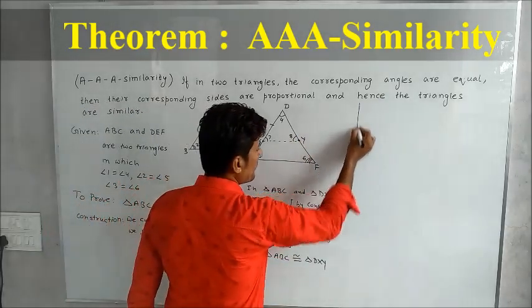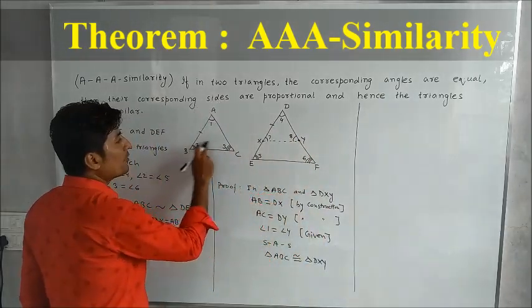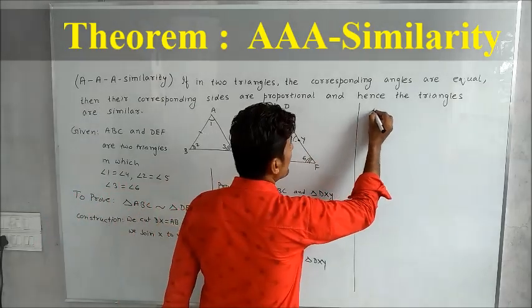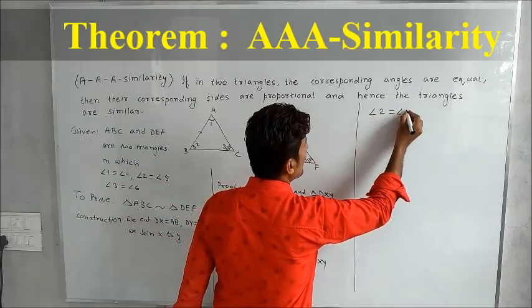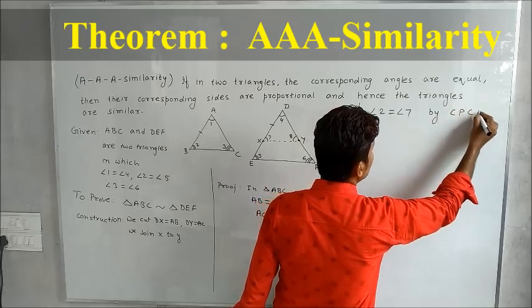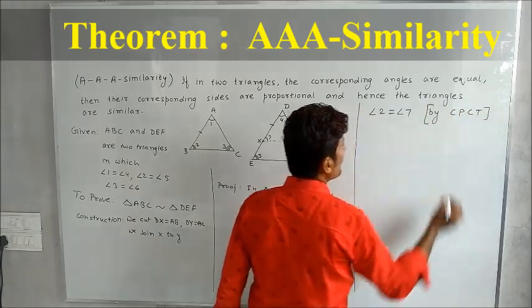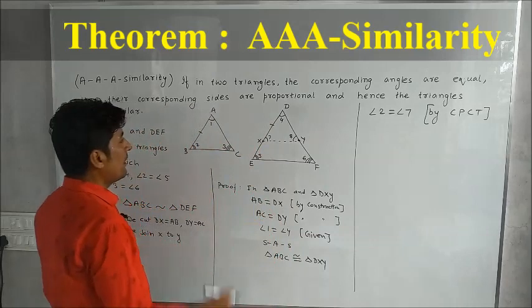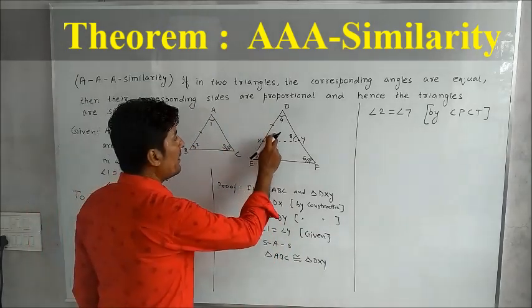So here we can write angle 2 is equal to angle 7. Angle 2 is equal to angle 7 by CPCT, corresponding parts of congruent triangles.